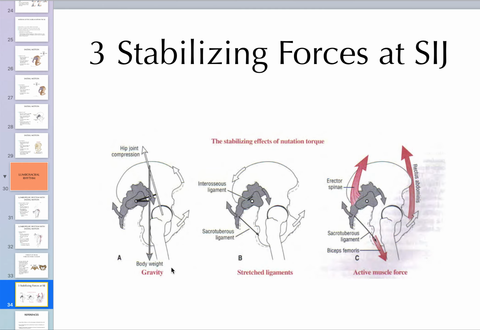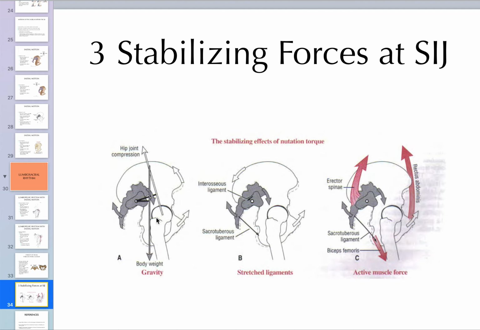So how do we obtain nutation? In any type of closure, form closure or force closure, we want to create nutation of the sacrum on the ilium. Okay. So that's going to be the most stable position of the sacroiliac joint. So how is that created? First, it's created by gravity.